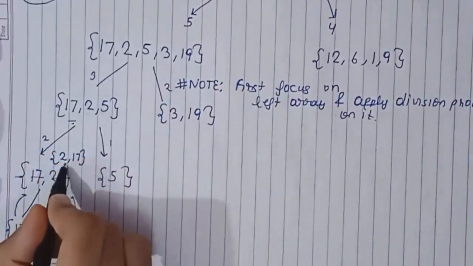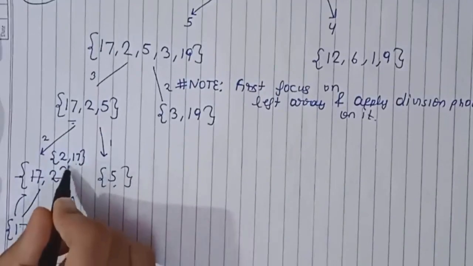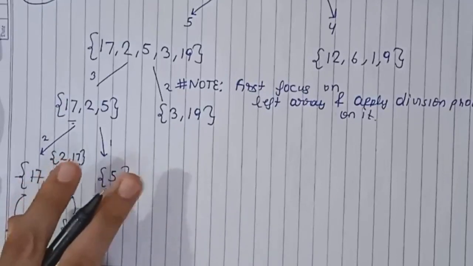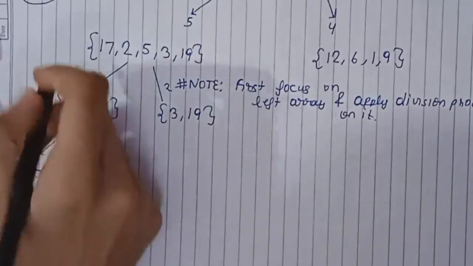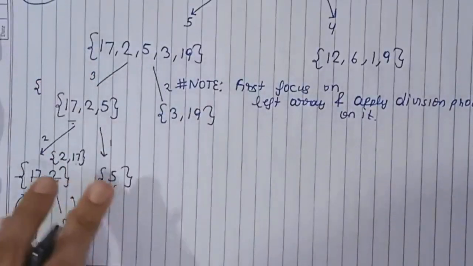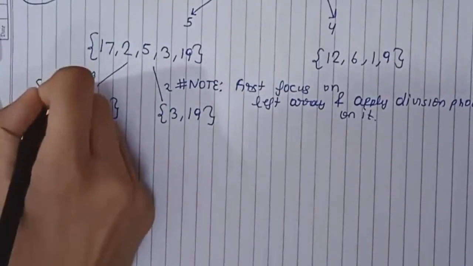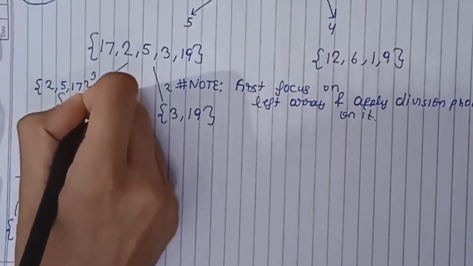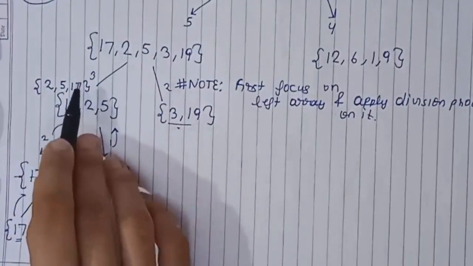Now you can note that this is a sorted array, and this is a single element array, and since a single element array is always a sorted array, these two arrays are sorted arrays. And now again if you have got two sorted arrays, then the merge procedure will enter into the game and merge them to form a sorted array. If you merge them, the sorted array will be 2, 5, 17. Now here we have got the sorted array.